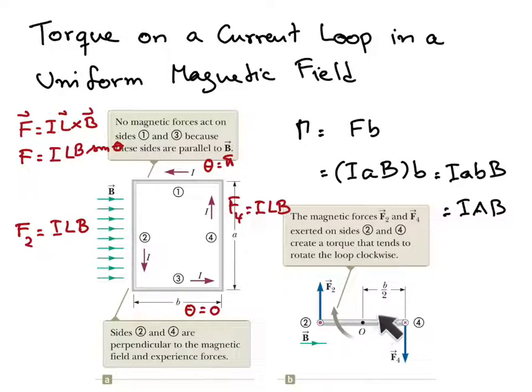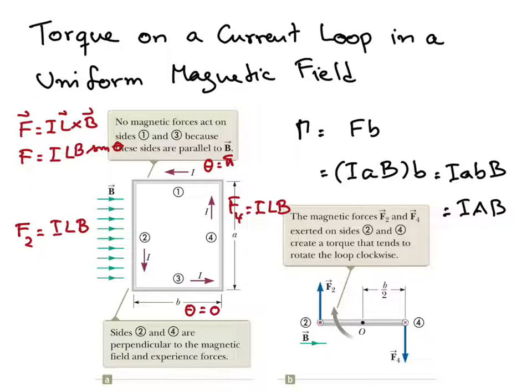Okay. So we have a couple force, and you can see that the net force is 0 because F2 and F4 have the same magnitude and point in opposite directions. So the net force is 0, but this couple force will rotate the loop around the center. So we have the axis of rotation at point O, which is the center, in the middle of this line segment. We have the length of b/2.